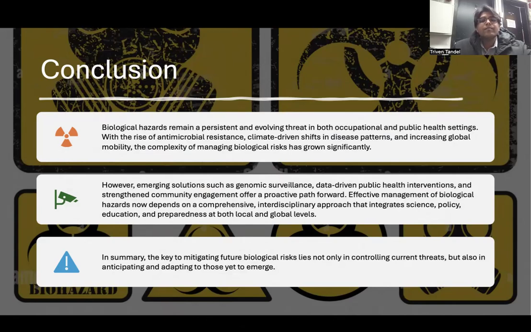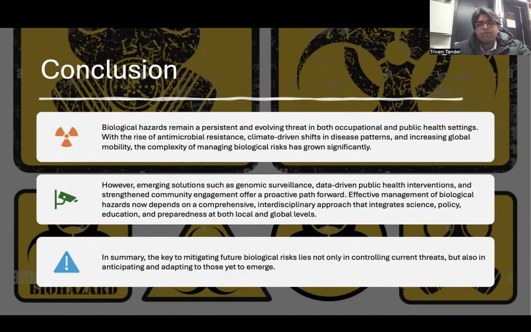Biological hazards remain a persistent and evolving threat in occupational and public health settings, with the rise of antimicrobial resistance, climate-driven shifts in disease patterns, and increasing global mobility. The complexity of managing biological risk has grown significantly, as I mentioned. So we have to keep up to date on certain diseases or pathogenic microorganisms which pose a threat, so we can take preventions. We also have to make our surroundings cleaner and nicer, and we can disinfect the work surroundings, so we can prevent the microorganisms which can cause diseases to us.